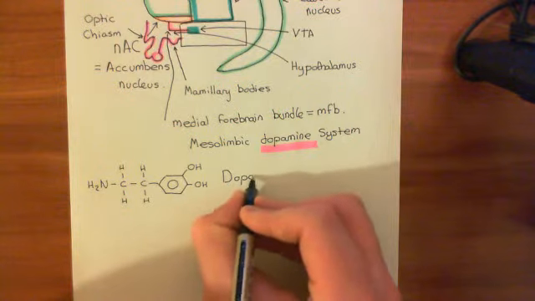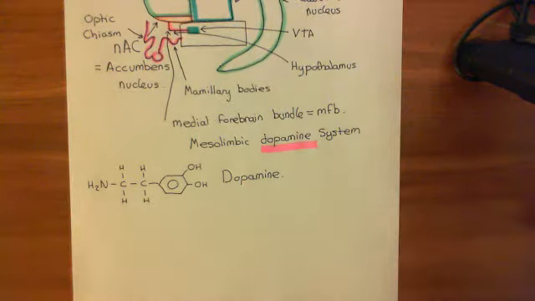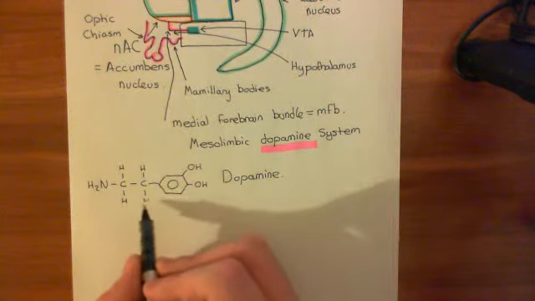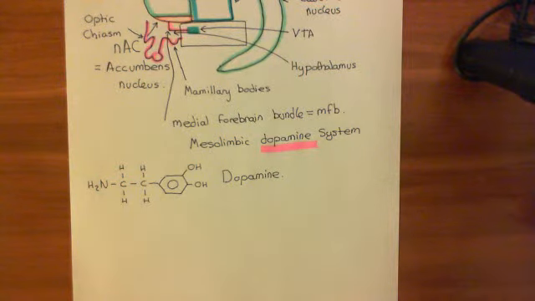To turn this into noradrenaline, or norepinephrine as the Americans call it, all you have to do is take one of these hydrogens off and put an alcohol group there instead. So it's very closely related to noradrenaline. It's part of the synthesis pathway for noradrenaline.